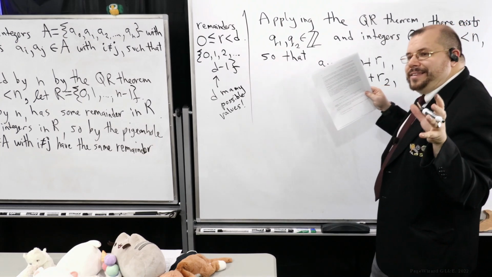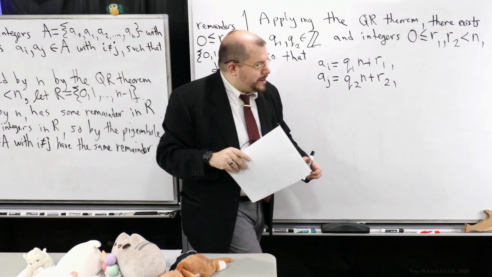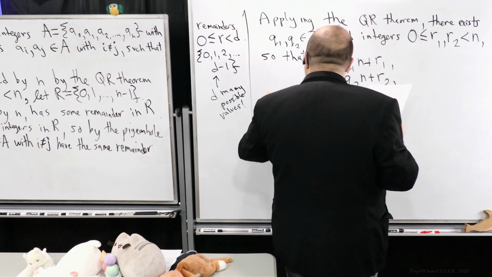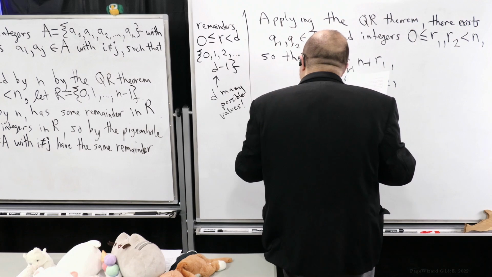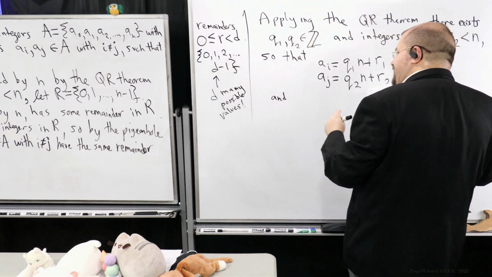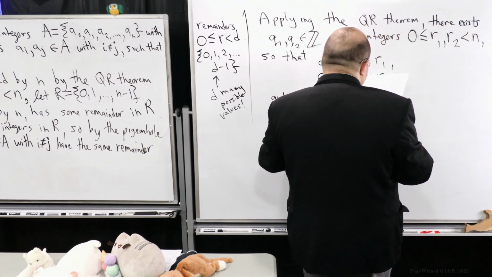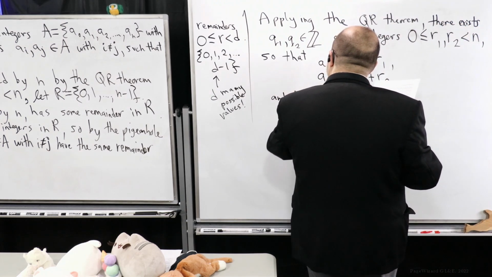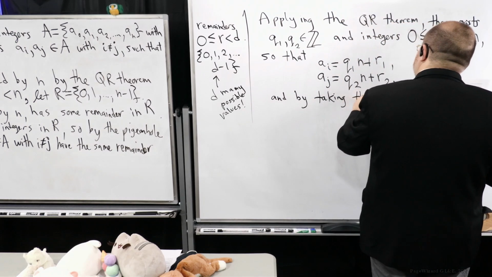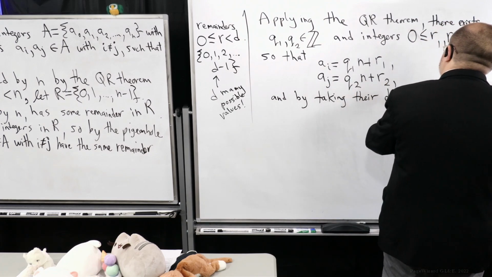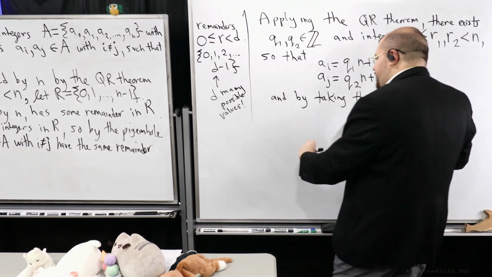And now I'm just going to take the difference between Ai and Aj, because that's really what we're curious about. I know they exist. I don't know which ones they are in A, but I know they exist. Like I said, it doesn't have to be constructive. And by taking their difference, I'm going to take Ai and subtract Aj.